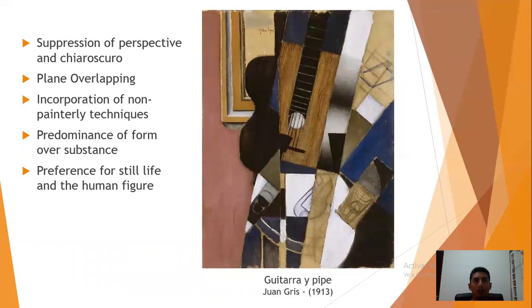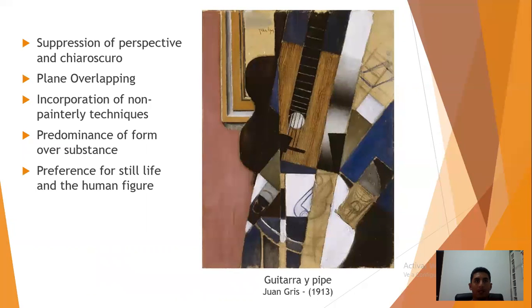Suppression of perspective and chiaroscuro. Use of little or no perspective and almost no spatial depth in the paintings. Plane overlapping, different shots juxtaposed into one. Incorporation of non-painterly techniques. In addition to using oil paint and other common techniques, the Cubists were the first to incorporate non-painting techniques by introducing collage.